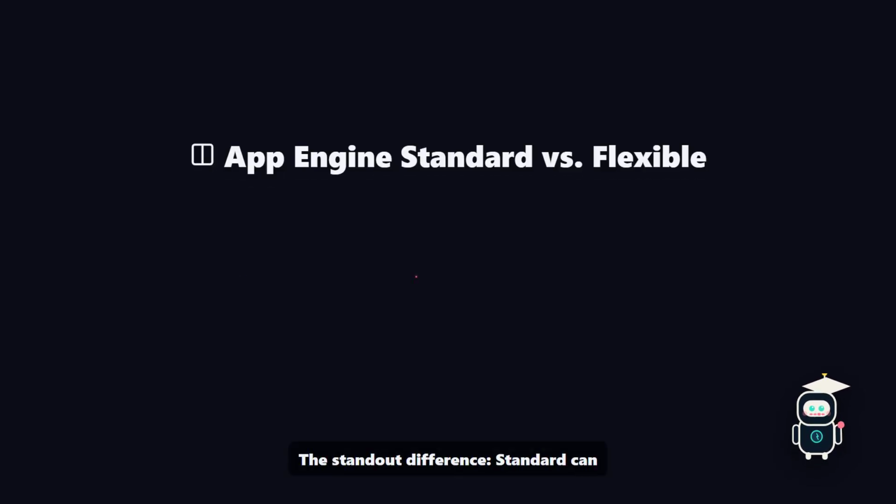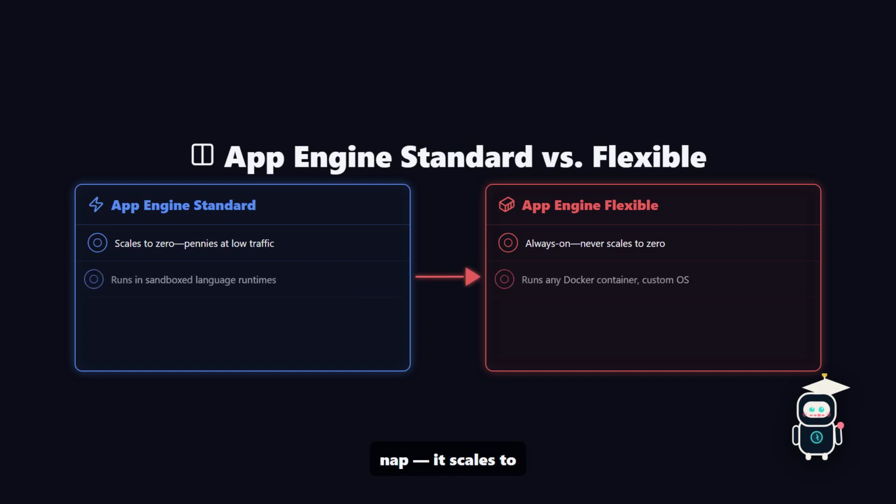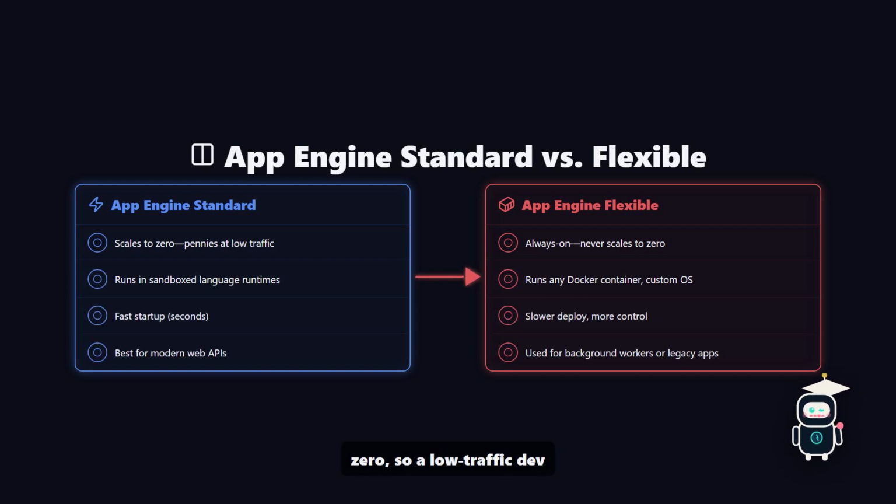The standout difference: standard can nap. It scales to 0, so a low-traffic dev site costs pennies. Flexible stays awake even when nobody's watching, which is why it's used for long-running background workers or legacy apps that need a specific OS. If you're building a modern web API that should react quickly and stop charging you when idle, standard is almost always the right call.